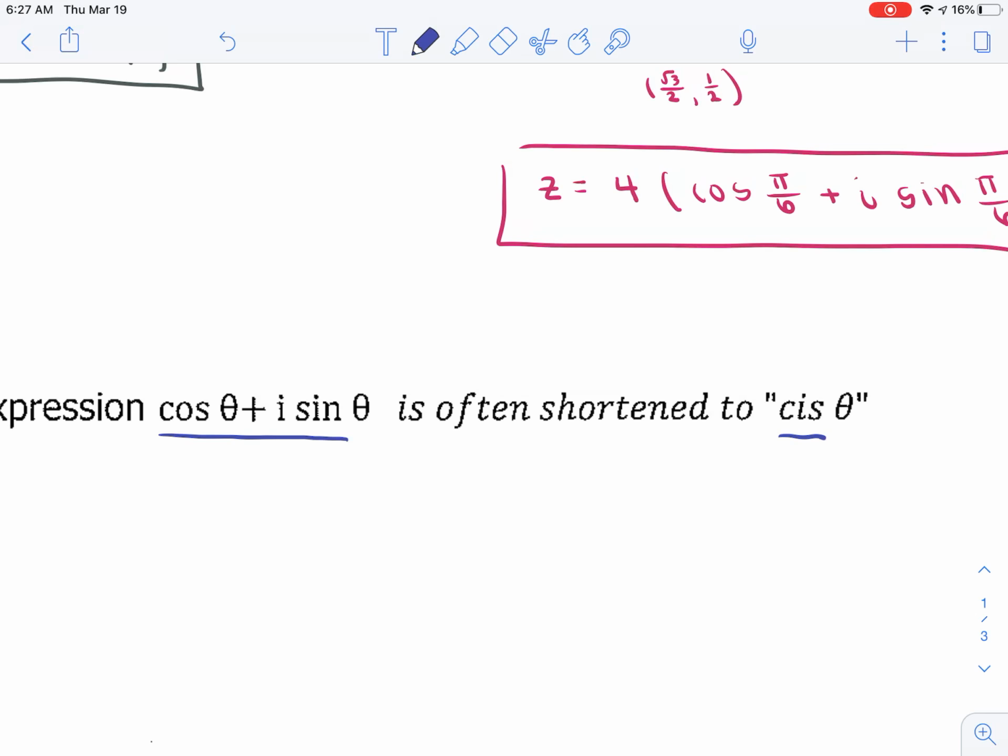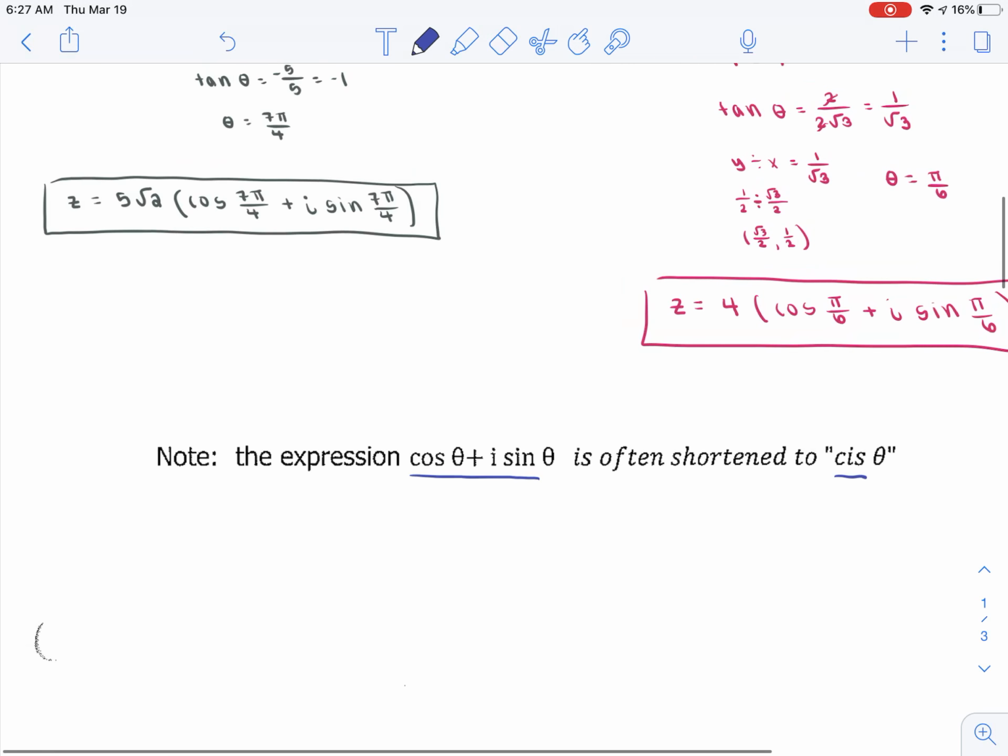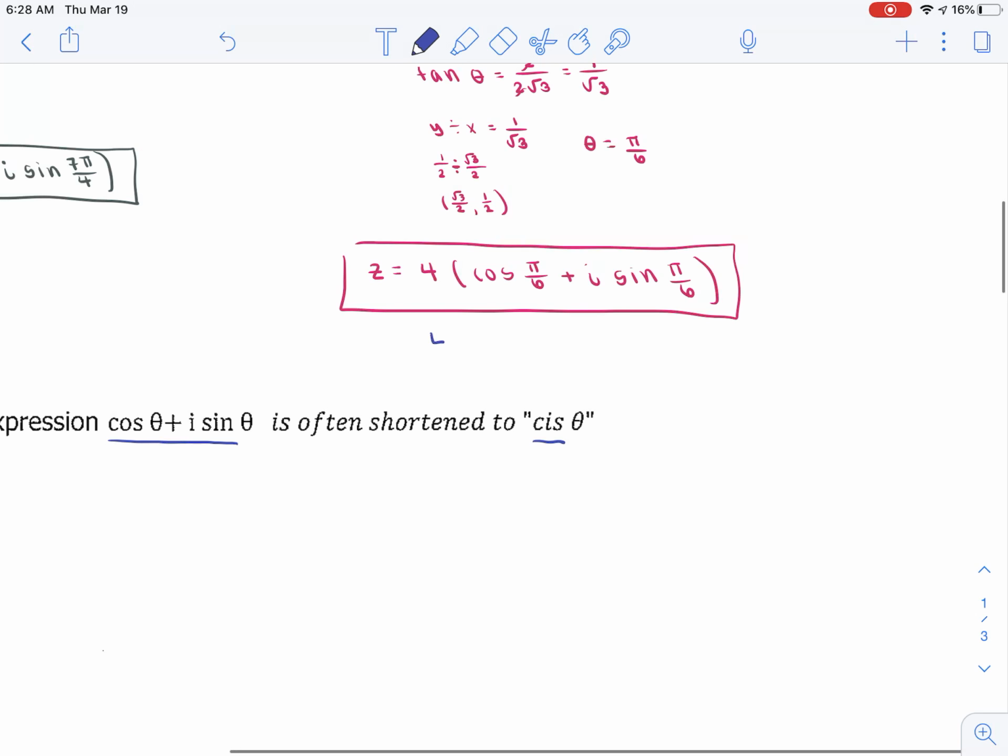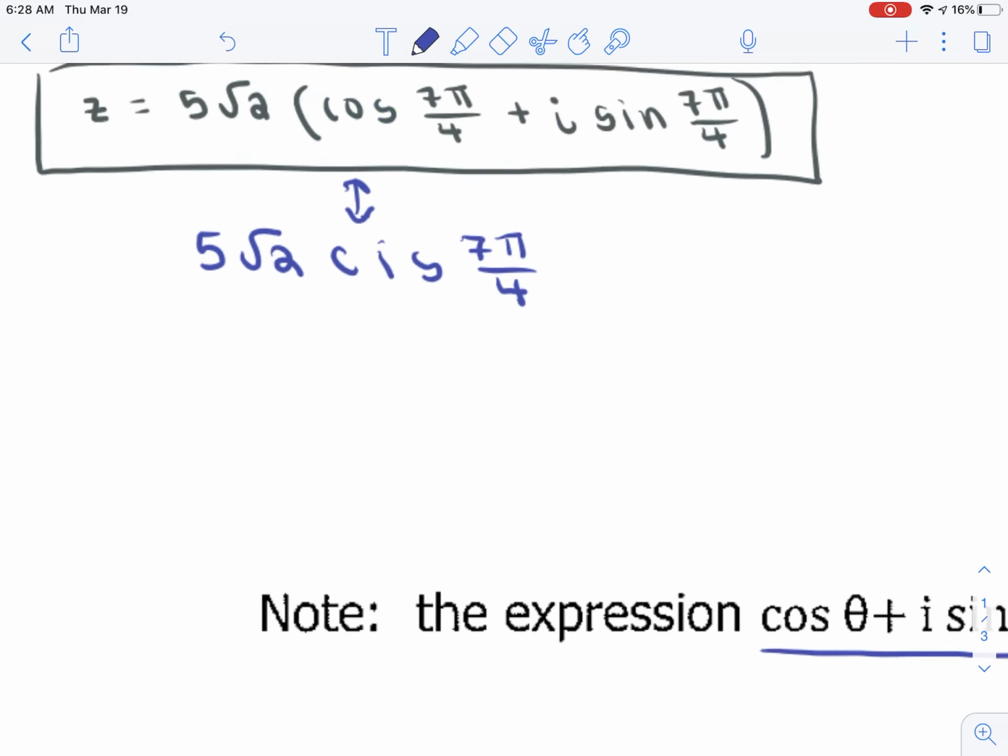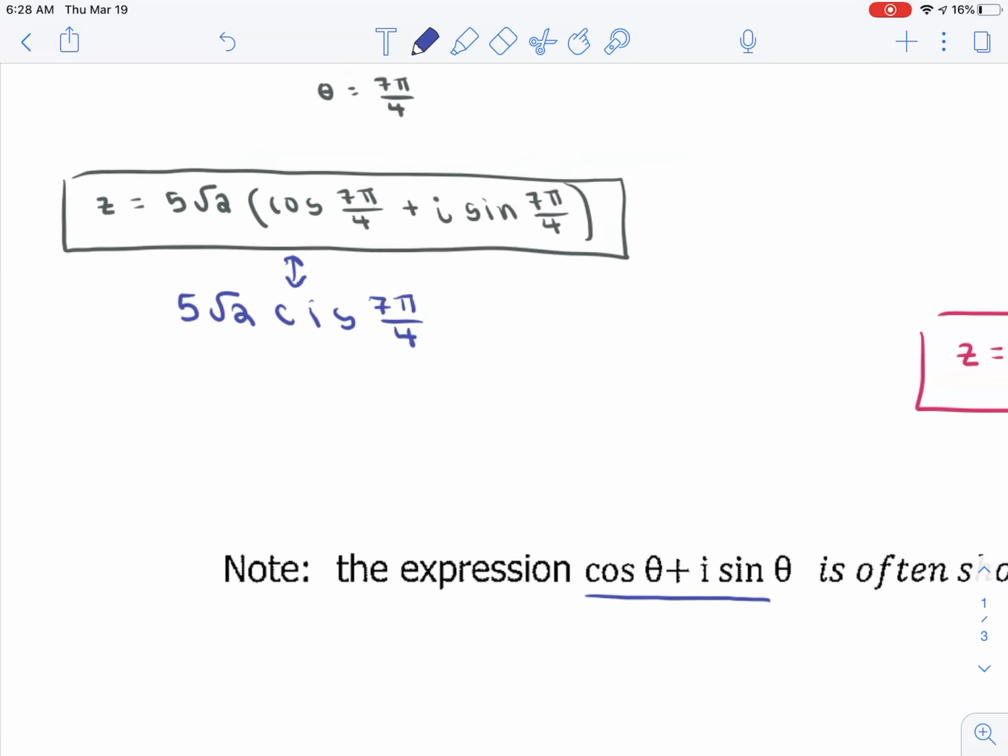But the whole idea of this cis form is if I were to take the answers I just did, instead of writing it this way, I guarantee you'd rather write it as 5 root 2 cis 7 pi over 4. And you are totally allowed to do this. These two things mean the same exact thing. So just different notations for the same thing. Same thing here. You can rewrite this as 4 cis pi over 6, and they mean the same exact thing. So just something to keep in mind that you can use either version. You do need to know both, because sometimes you're given things in this form and you'll have to convert to that, or the other way around.